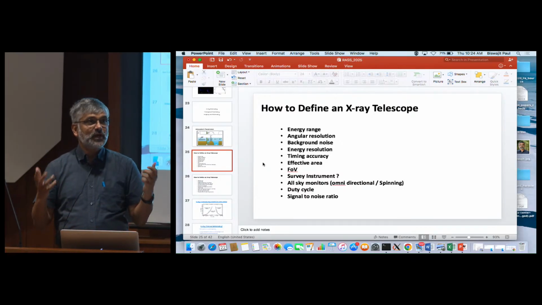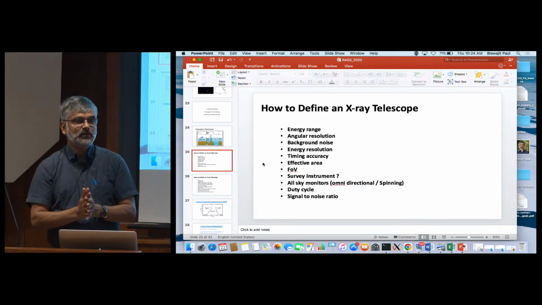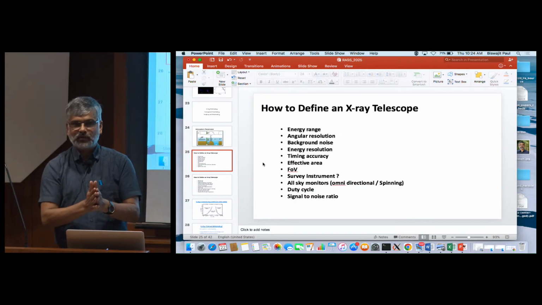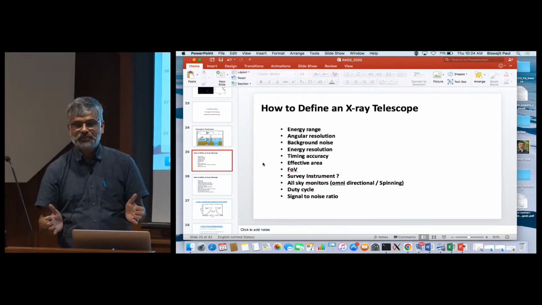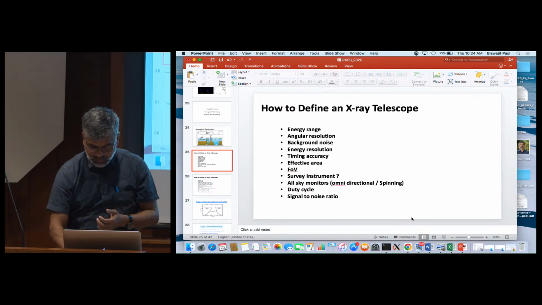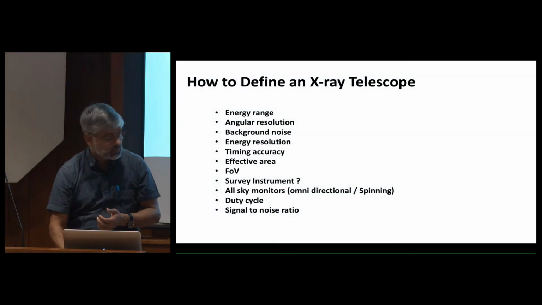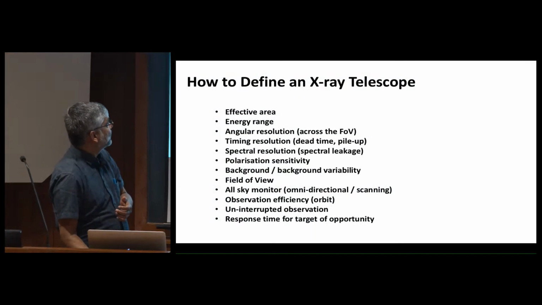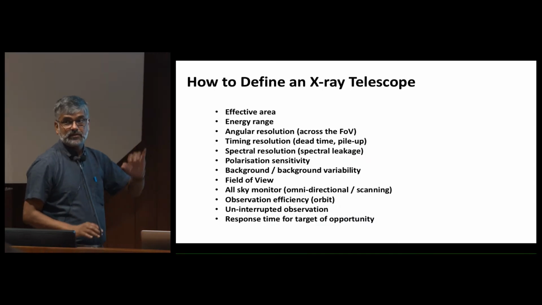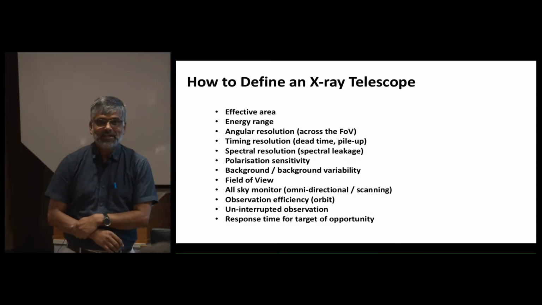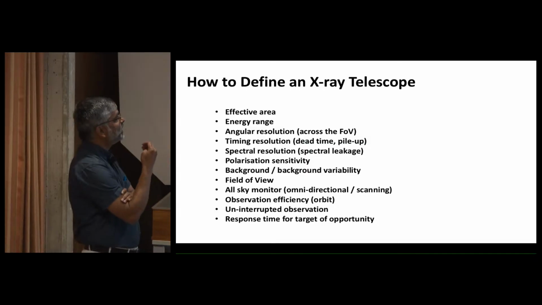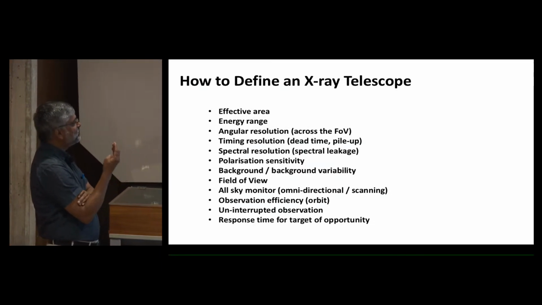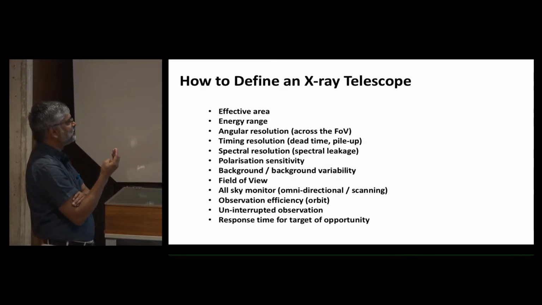So this is a list you guys came up with in about 5 minutes after about half an hour exposure to X-ray astronomy. So that's actually not very different from my list, which I have come up with after 30 years of doing X-ray astronomy. So you guys have done a very good job. What I had in mind is effective area, energy range, angular resolution.